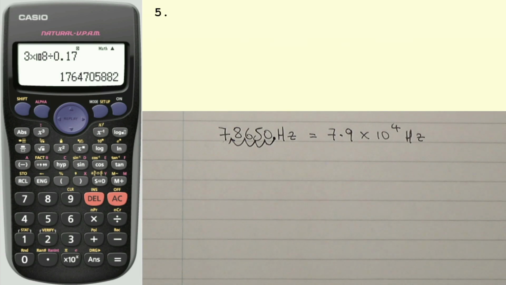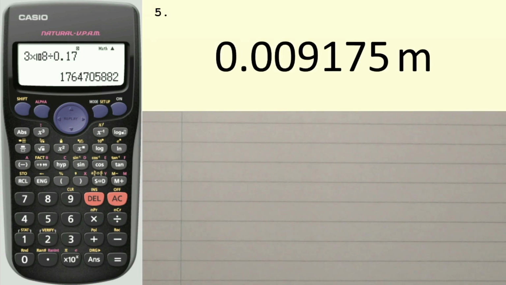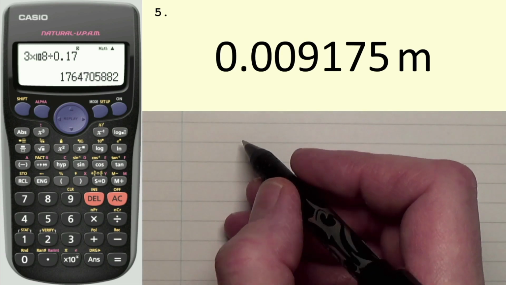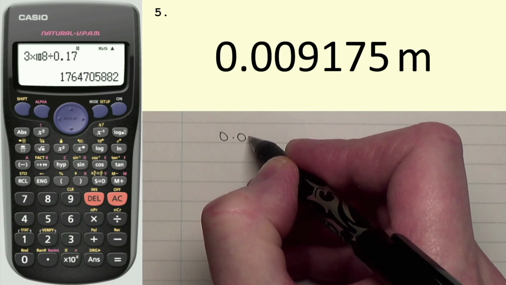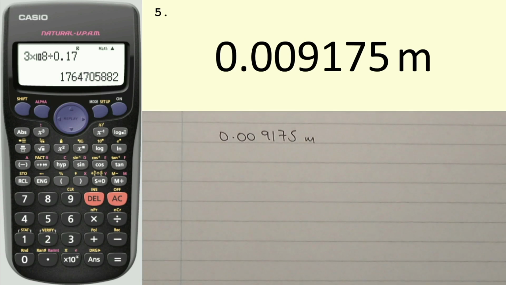Number 5. So this is a distance, could be a wavelength, but it's measured in meters anyway. It's 0.009175 meters.